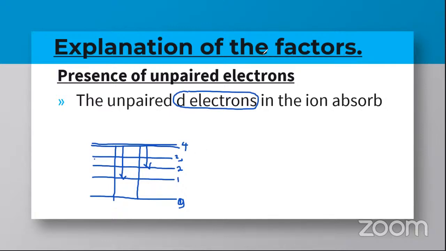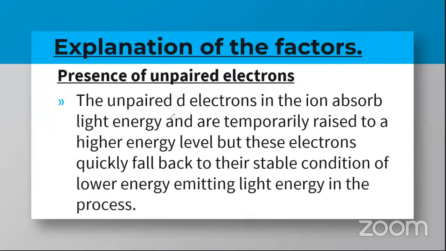So that's what we meant by saying that these electrons absorb light energy and are temporarily raised to a higher energy level. So when they get the energy, they get excited to a higher energy level, but these electrons quickly fall back, that is, after losing that energy, to their stable condition of lower energy, emitting light in the process.